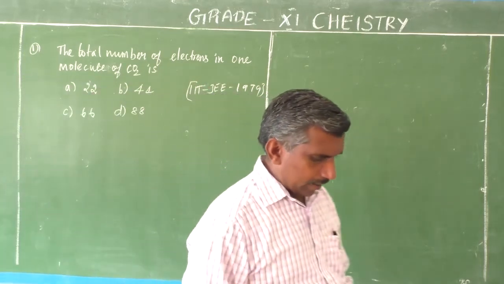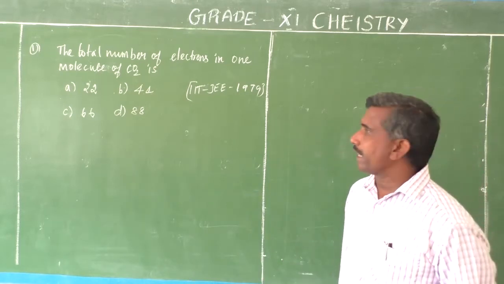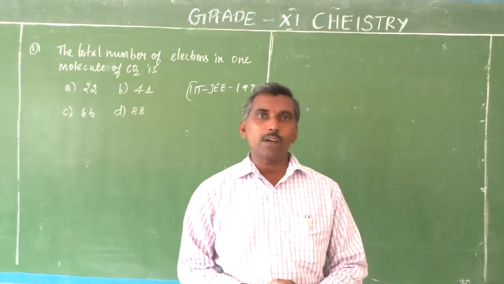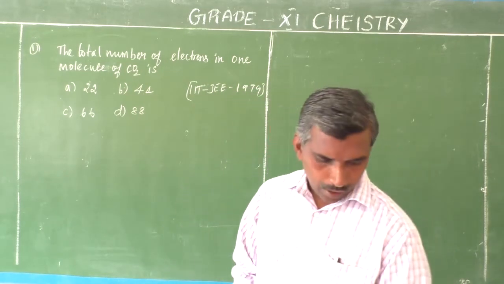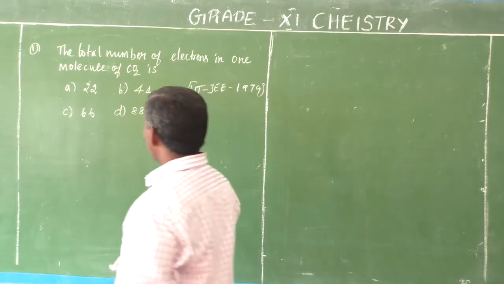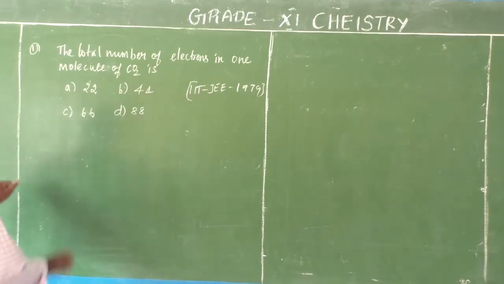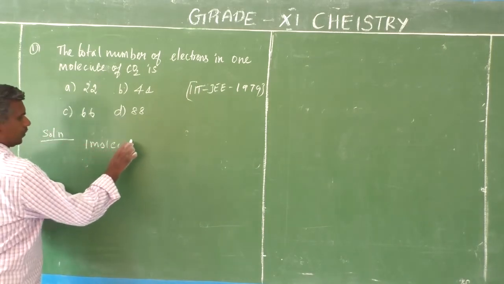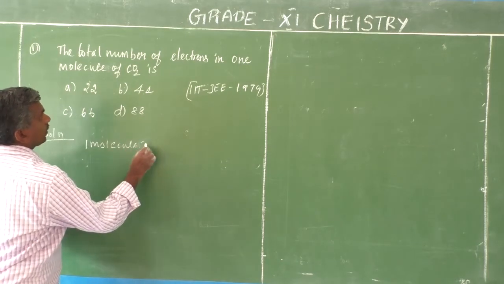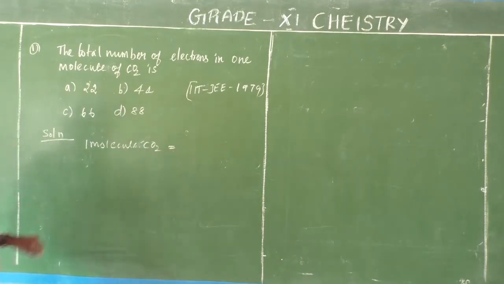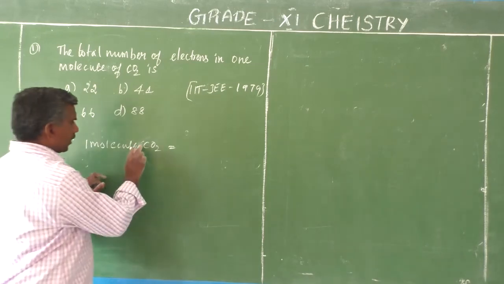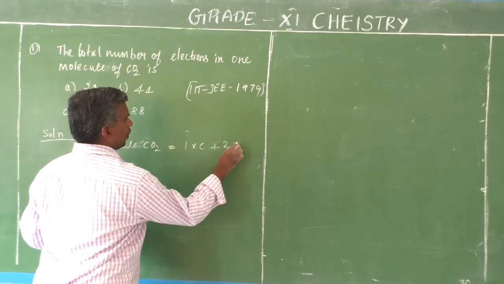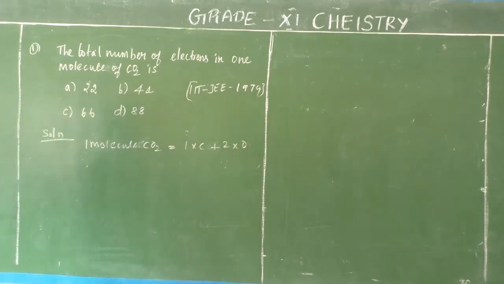Total number of electrons present in one molecule of carbon dioxide. In one molecule of carbon dioxide, how many electrons are present? What is the answer? The solution: one molecule of carbon dioxide contains electrons. How many carbon? One carbon plus two oxygen.